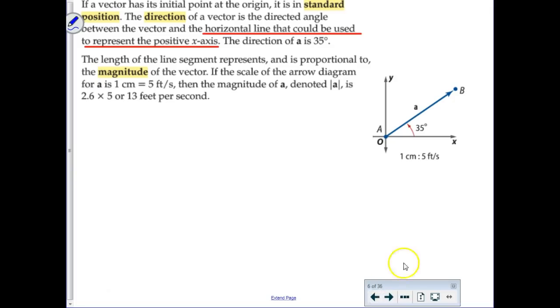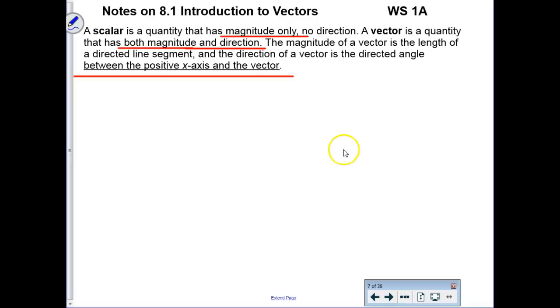Sometimes they'll give you a scale. That's what their little thing down here is. It says 1 centimeter represents 5 feet per second. So if you were diagramming something very carefully, which obviously is not my forte, they would literally draw it out to scale using a measurement tool.